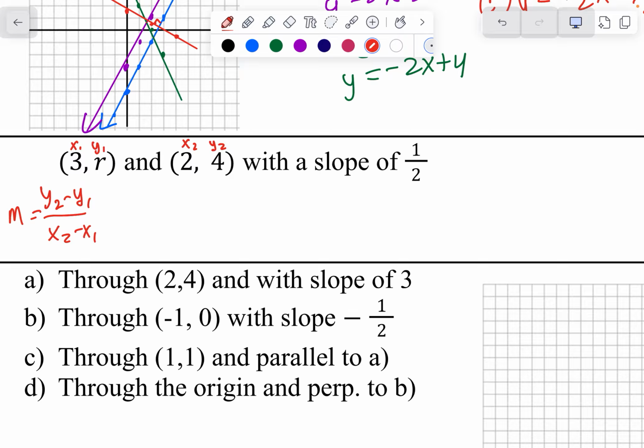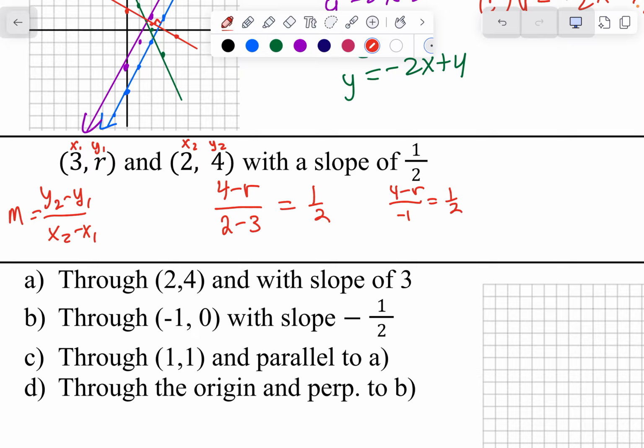If we do that, we get 4 minus r on top. That's the difference of our y's. The difference of our x's is 2 minus 3. And what do we want that to be equal to? We want that to equal 1/2. So that's just the setup. One of them we can definitely simplify. 2 minus 3 is a number, so I'm going to write it over here to the side. 4 minus r over -1 equals 1/2.